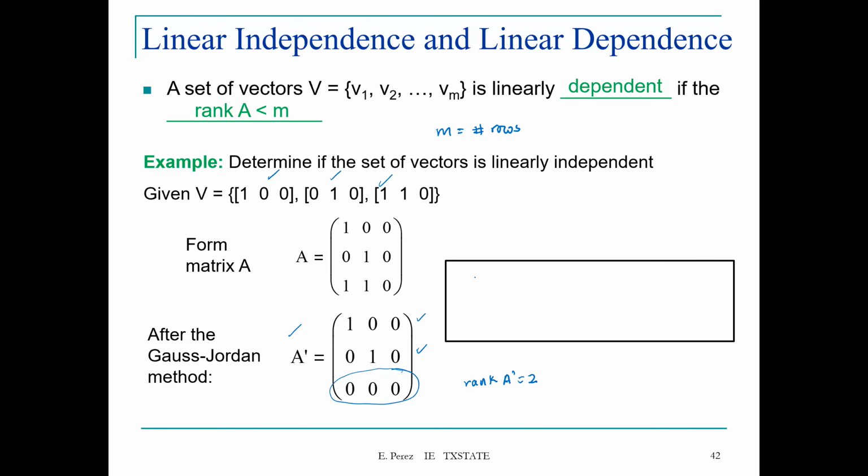So using this statement, since the rank of A prime equals 2, and we know M, which is the number of rows, equals 3, and we know that the rank of A prime is less than M, then the set of vectors in V are linearly dependent.